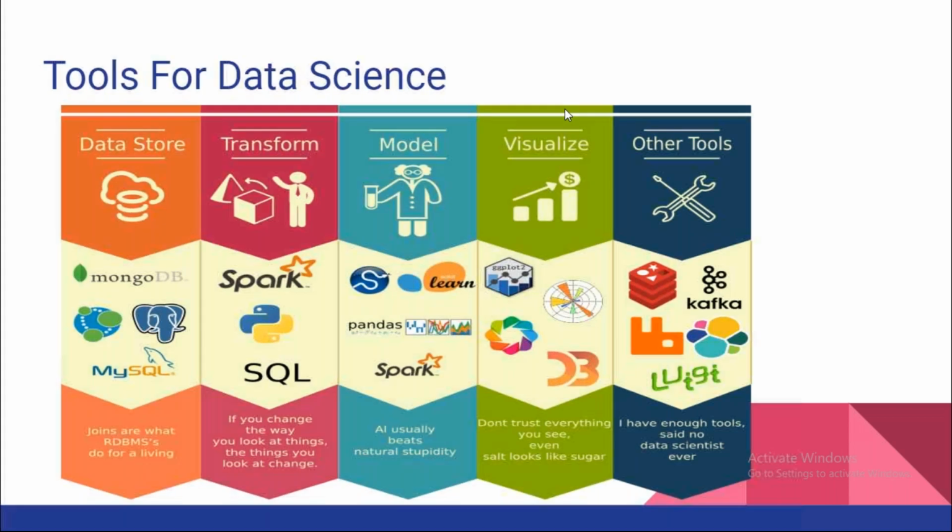Then comes the question: what are the different tools that are available for data science? First of all, we need to work with the data sources that are there. There are different kinds of data sources and different kinds of databases that we have to deal with, depending on the kind of problem we are trying to solve. It could be SQL databases, it could be NoSQL databases, all sorts of things.